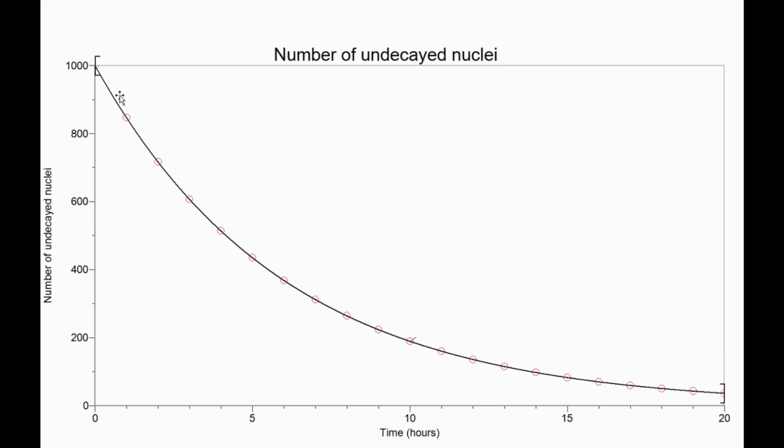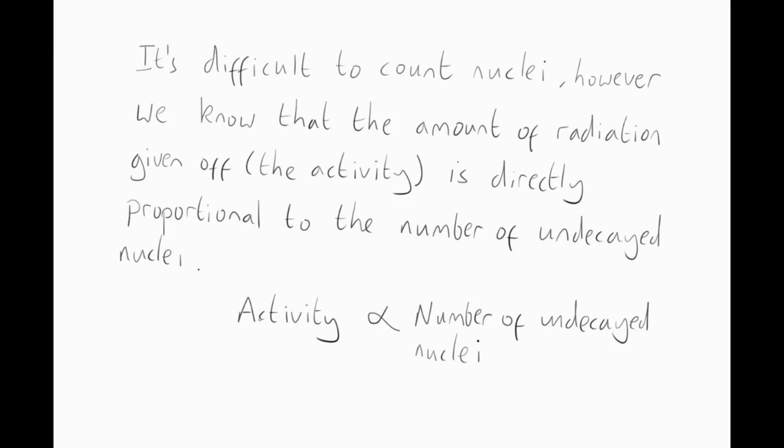So it's important to understand that this relationship continues. The graph will halve its value every half-life. In this particular case, it was every 4.2 hours approximately. One big problem with that graph is that in real life it's actually very, very difficult to count the number of nuclei. There are billions upon billions of them and they're very, very small. So it's difficult to count nuclei.